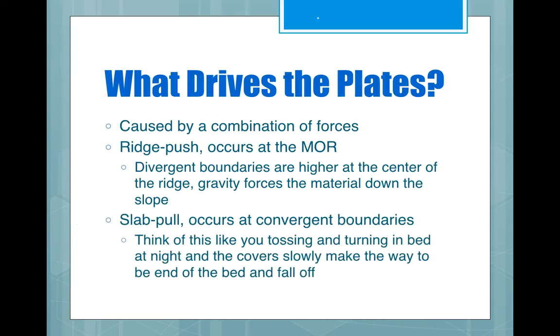Next is slab pull. This happens at convergent plate boundaries. Okay, think of this as something sliding off the side of a lab bench. As it starts to go, it moves seemingly slow, but as more and more starts to hang off the edge of the lab bench, eventually it's just going to fall straight off. Another example is tossing and turning in your bed at night, and the covers slowly make their way to the end of the bed, and gravity helps pull them down off your bed then.